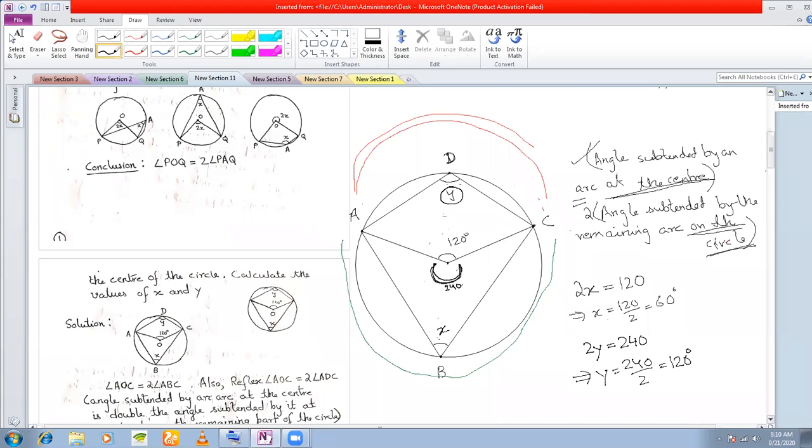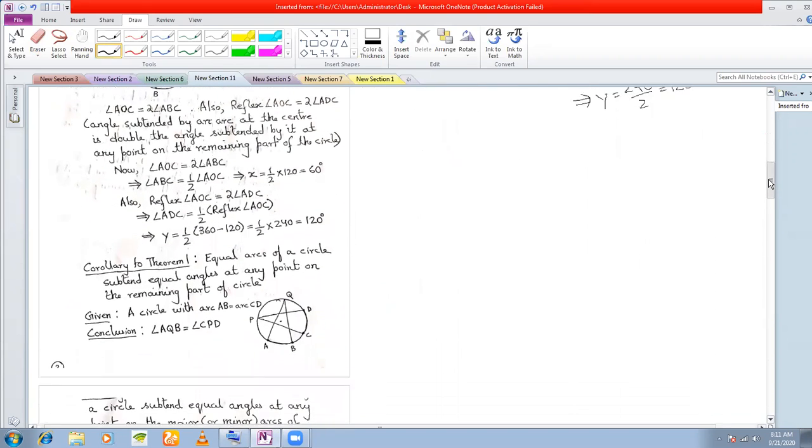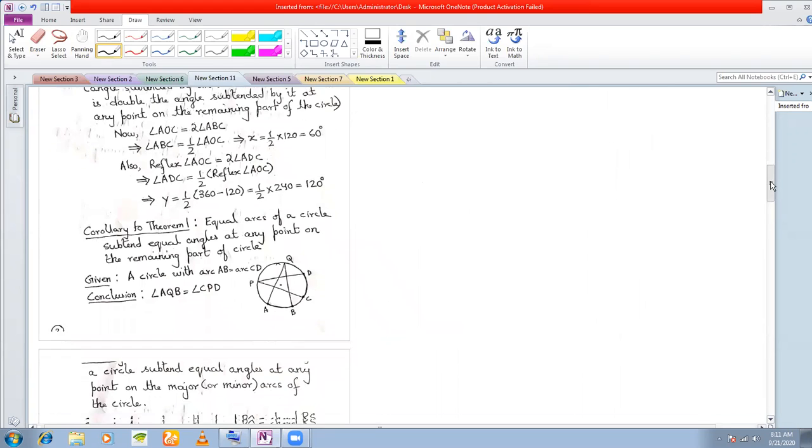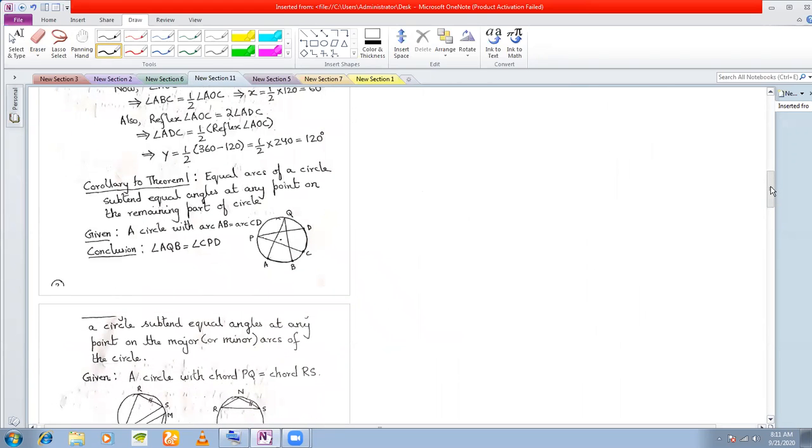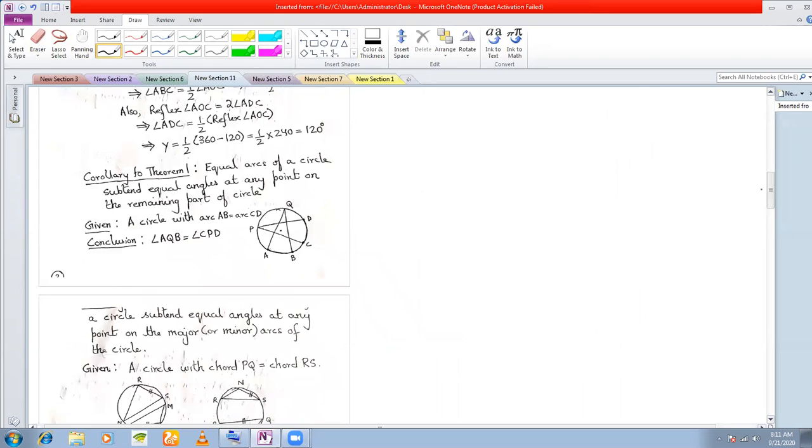Okay, so that is the concept of angle at the center and angle at the circumference, or angle subtended by an arc at the center and angle subtended by the remaining part of the arc on the circle. That is what the entire concept is. Now, as we proceed further, things are going to get a little clearer. So let us see a corollary to this theorem.